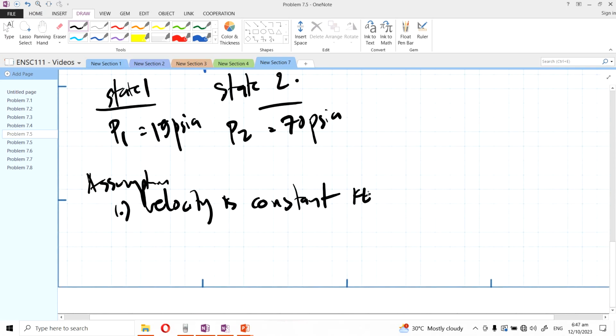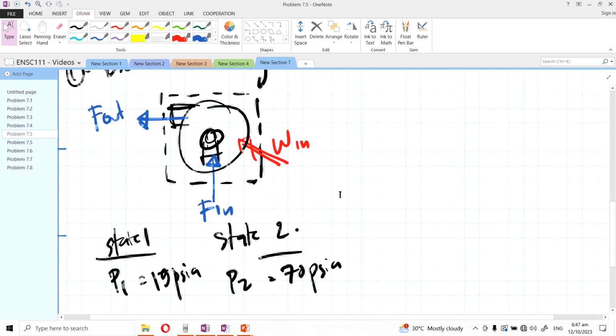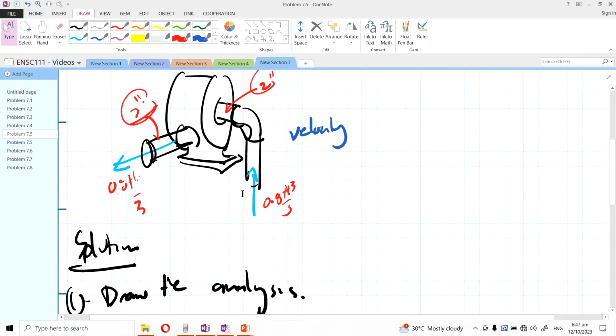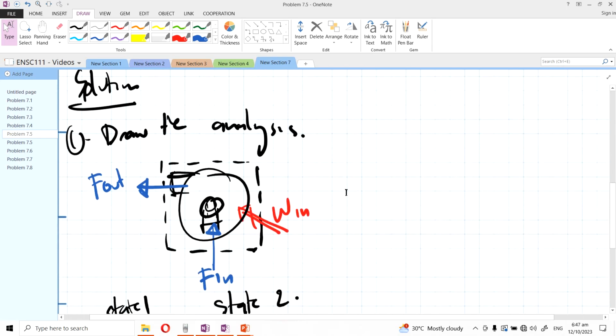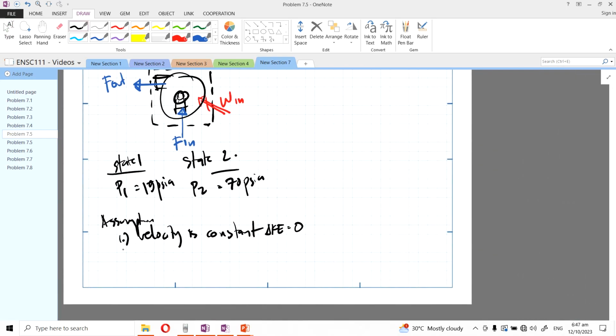Therefore, the change in kinetic energy is zero, right? I'm not saying that there is no velocity. What I'm saying is that the difference in the velocities of the inlet and the outlet is actually zero. Okay, another assumption is that the potential energy, you can assume, is zero.